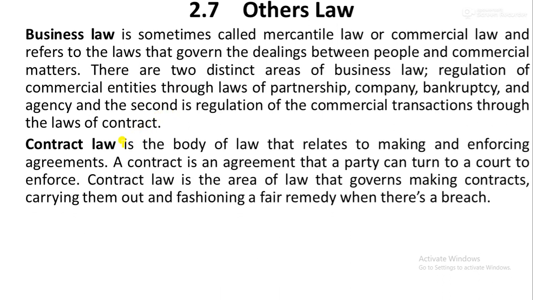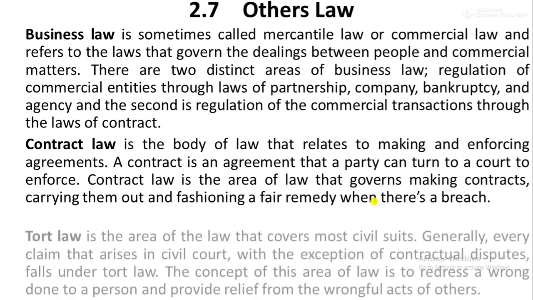Contract law. An enforceable agreement is a contract. Contract law is the body of law that relates to making and enforcing agreements. A contract is an agreement that a party can take to court to enforce. Contract law is the area of law that governs making contracts, carrying them out, and fashioning a fair remedy when there is a breach. If the contract is violated or breached, how to repair it and how to perform the contract is governed by contract law.